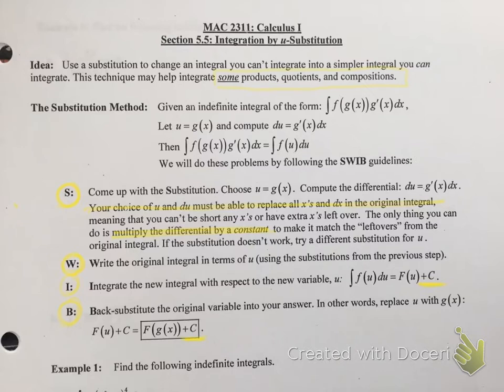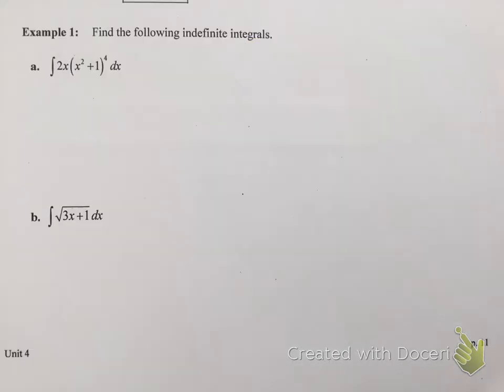Okay, let's see how this works. We're going to do an example. This is example 1 using the SWIV method for u substitution. Find the following indefinite integral. The first thing I'm going to do is rewrite it so it says x squared plus 1 to the 4th power times 2x dx. I'm going to tack on that 2x with the dx.